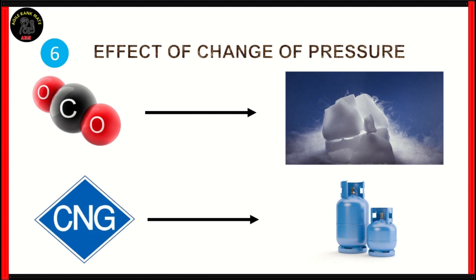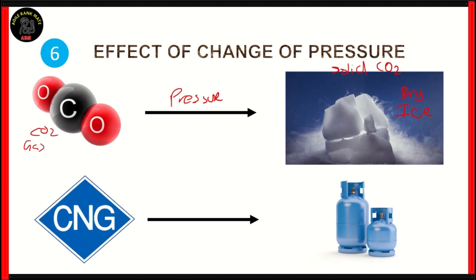So we'll be looking at the effect of change of pressure. For the first example, we have CO2 gas. When pressure is applied to CO2 gas, it converts into solid CO2, solid carbon dioxide, which is commonly known as dry ice.